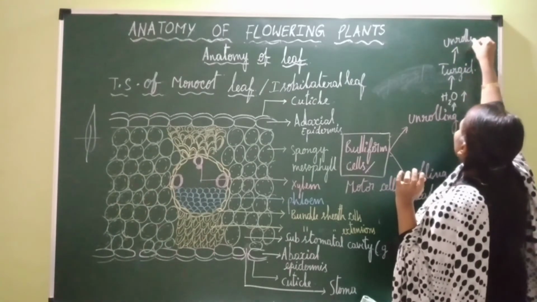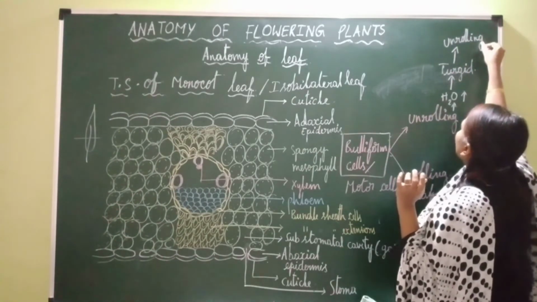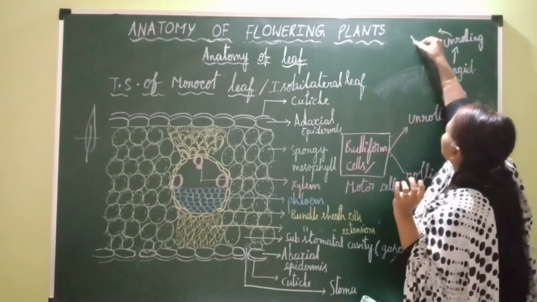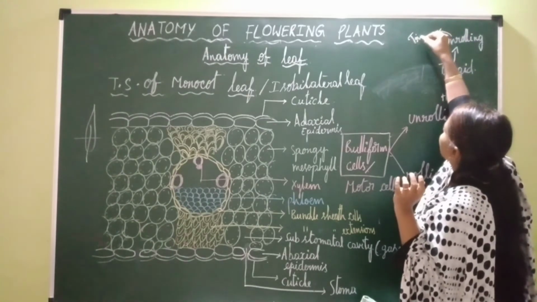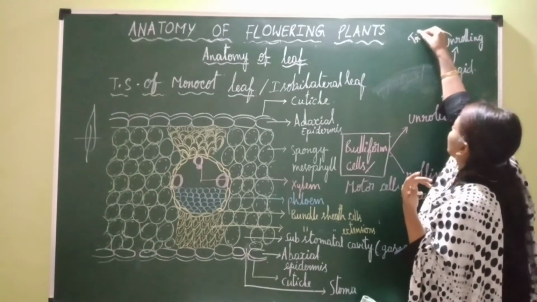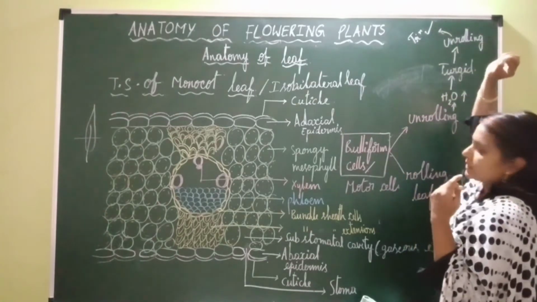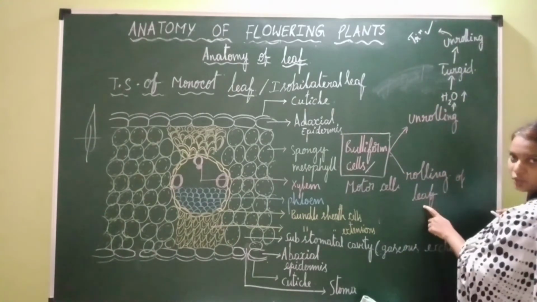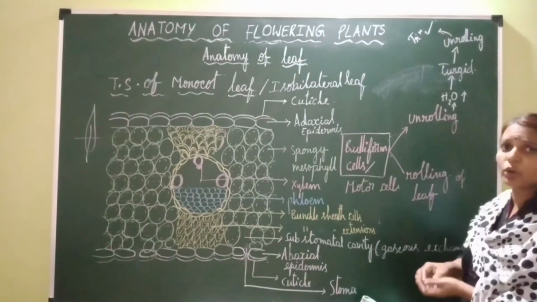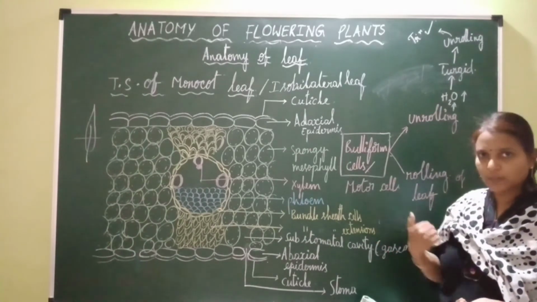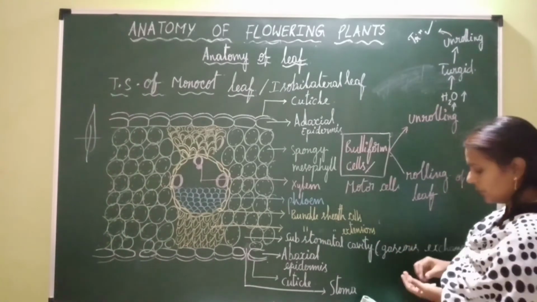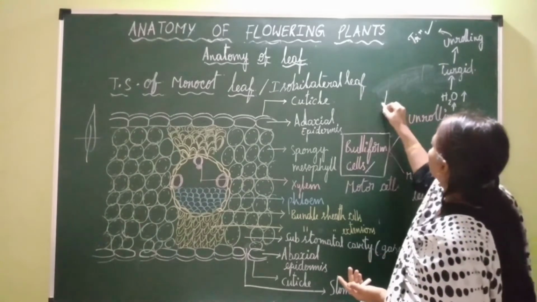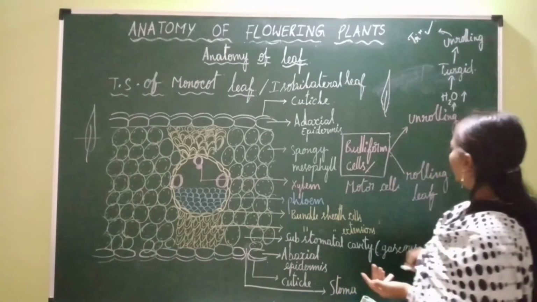So when this unrolling of leaves occurs, what happens? Transpiration occurs. Transpiration is loss of water in the form of water vapor. Now let's see about rolling of the leaf. How are they involved in rolling? Curling of the leaf inwards. Let's say this is the leaf. Inward curling of the leaf.